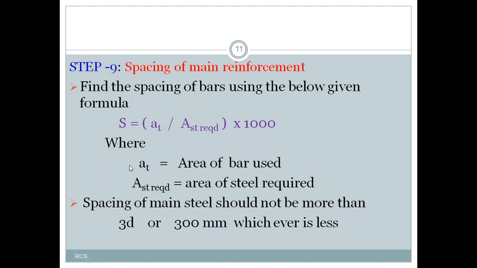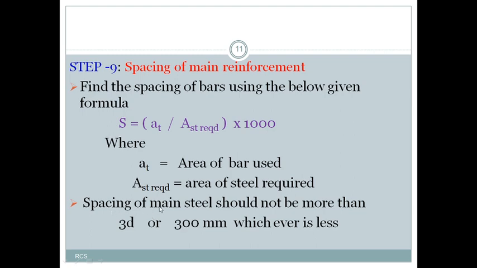The spacing can be calculated by using this formula, S equal to ast by Ast required whole into 1000. This 1000 is the unit width of the slab. Here ast is the area of one bar and Ast is the required steel, and after calculating this ratio and multiplying with 1000, we will get the spacing. After calculating spacing, we have to check the obtained spacing with the design requirement given by IS 456-2000. What is the requirement given in IS 456-2000 for a slab?